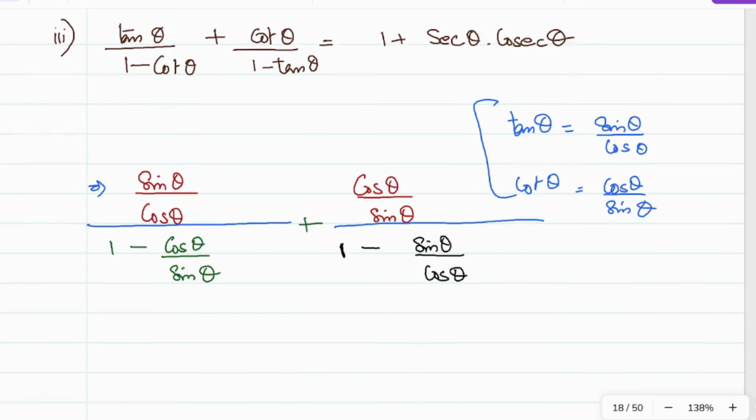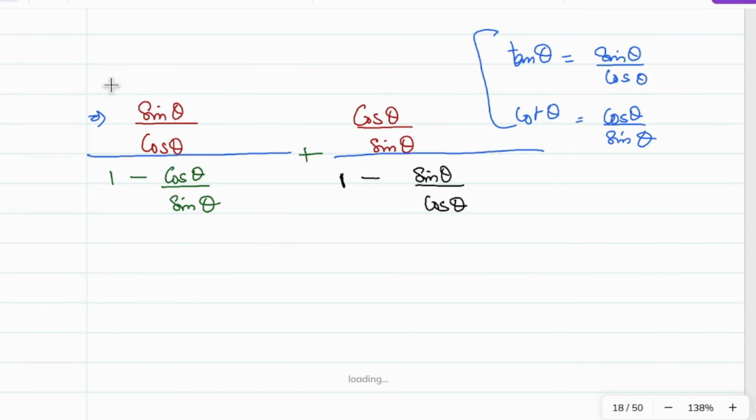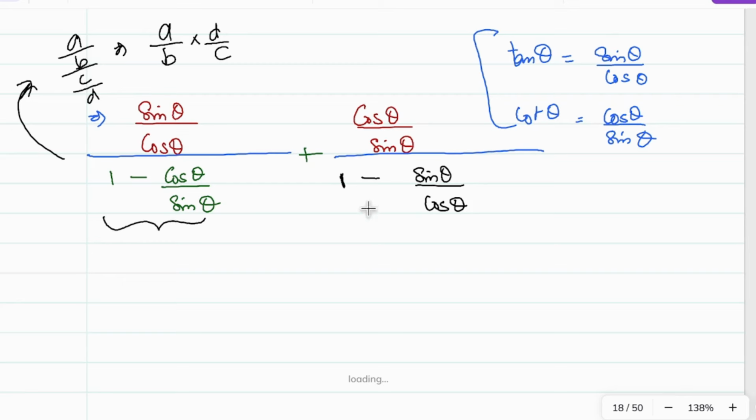Clear? Now if we check this one, this is of which form? (a by b) divided by (c by d). So I can write that as (a by b) into (d by c). Before doing that, I will have to solve my denominator. What is 1 minus cosθ divided by sinθ? I can take the LCM. Here my LCM is sinθ. That is (sinθ minus cosθ) divided by sinθ.